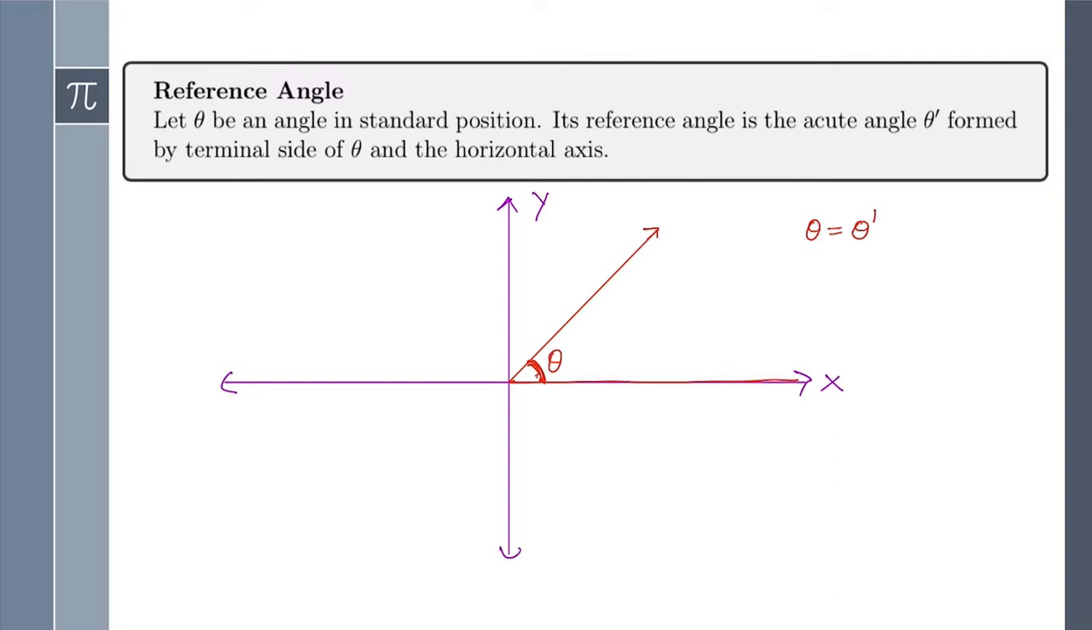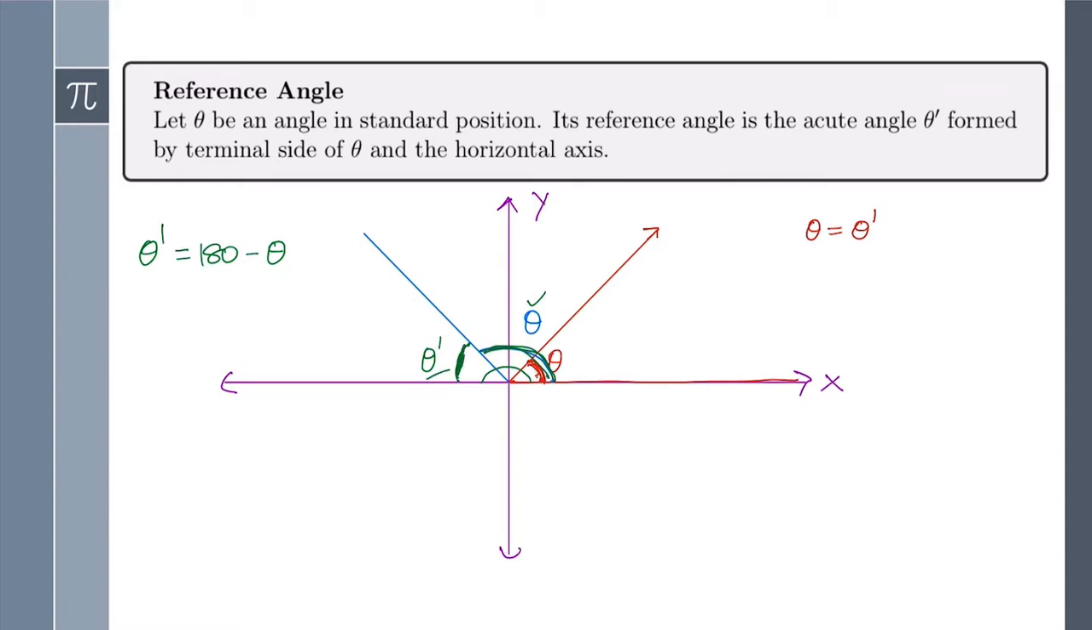But if my angle is in the second quadrant, let's say this is my angle theta, that is not the acute angle with the horizontal axis. The acute angle with the horizontal axis is this angle right here. So this is the reference angle for theta. Now, how do we find the reference angle? It's very easy. If the angle is in the second quadrant, then we do 180 minus the angle, and that gives us the reference angle. So 180, the full straight angle, minus this angle theta gives us this angle, which is the reference angle.